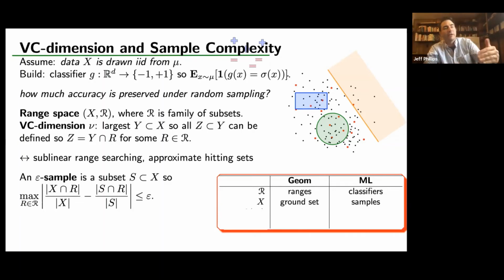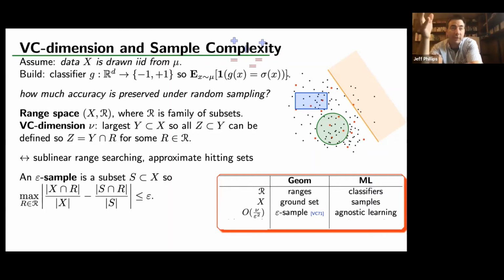And the ground set is either points or samples from this, what's known as an epsilon sample, and this is what Vapnik and Chervonenkis proved. They originally had a log factor, which was removed later. But basically, an epsilon sample says if I have the VC dimension over epsilon squared samples, I have this guarantee if I choose them at random. Turns out you can do slightly better using geometric techniques, but they're not random samples.